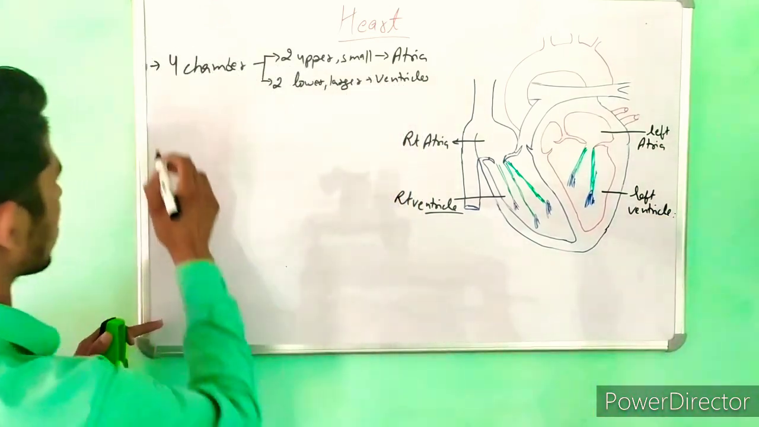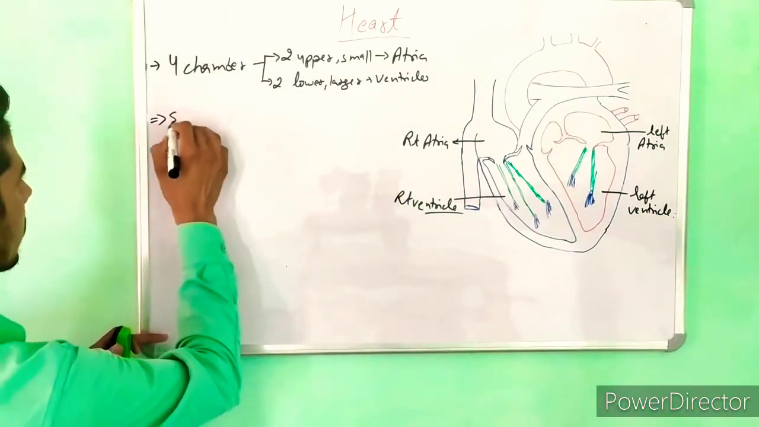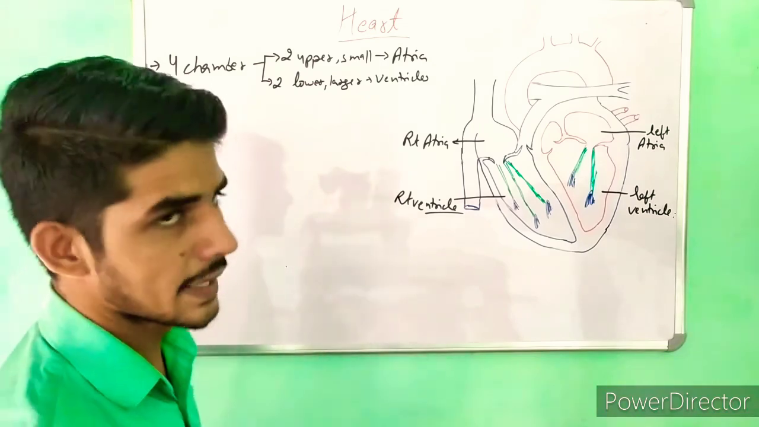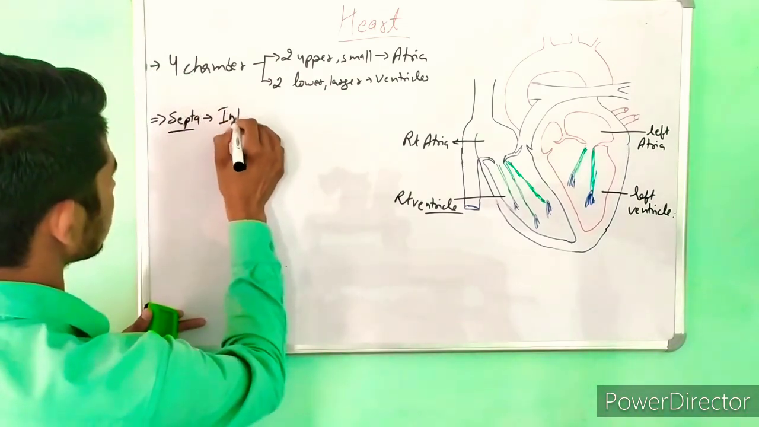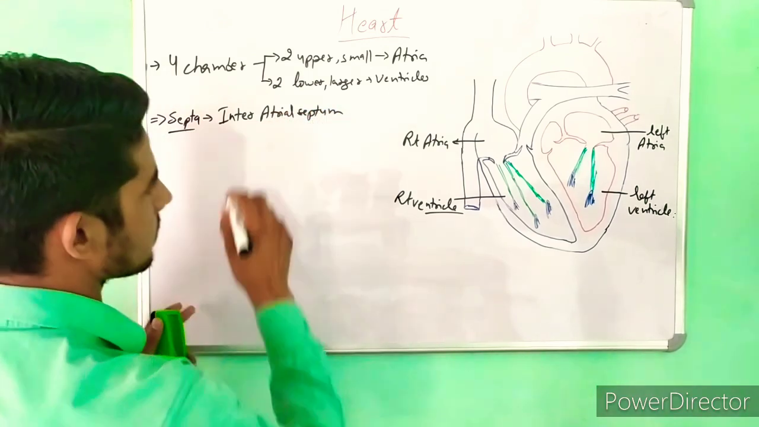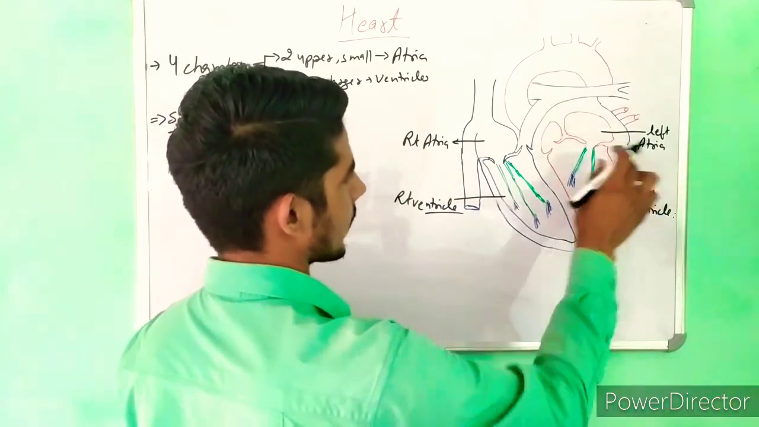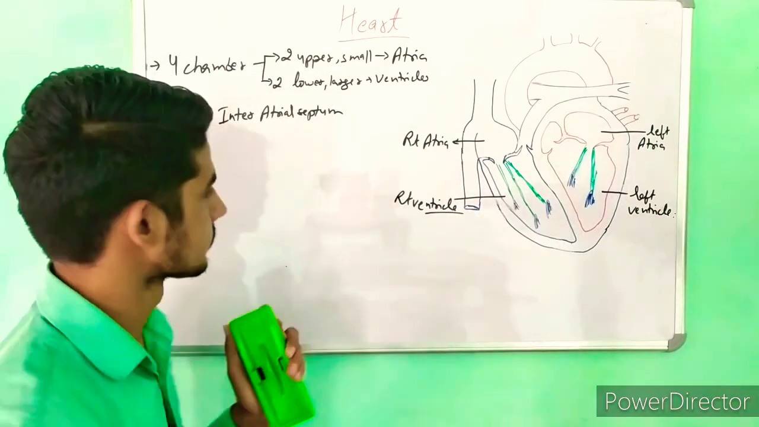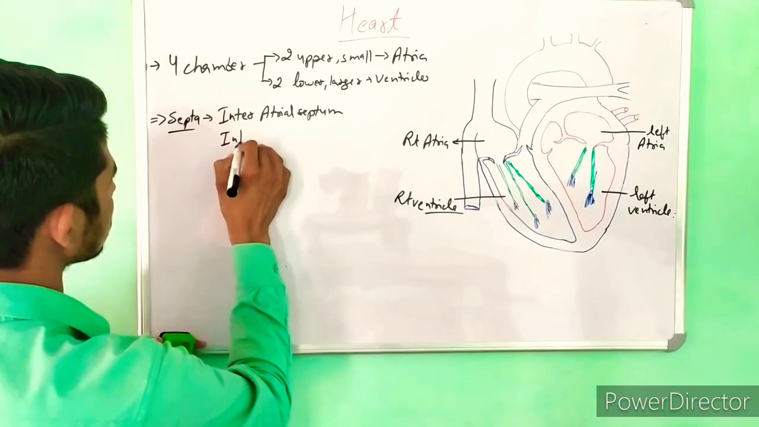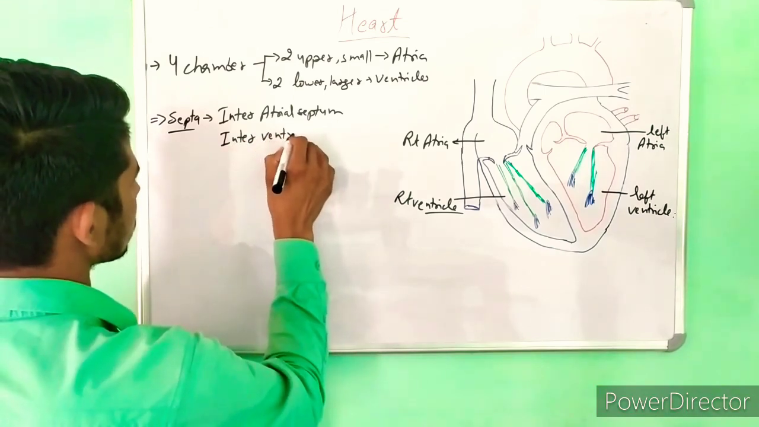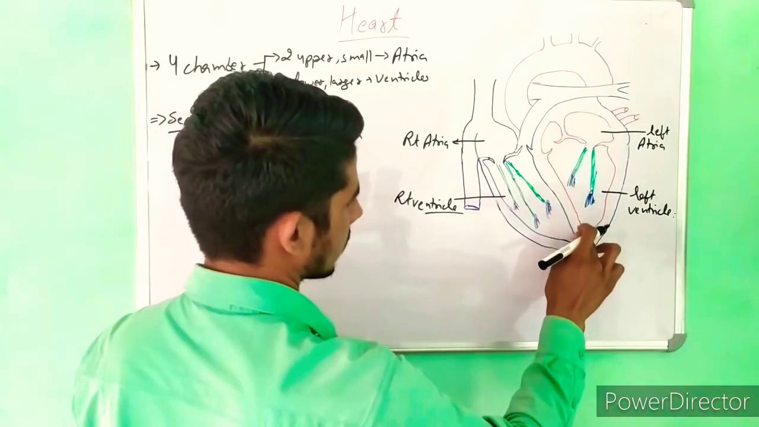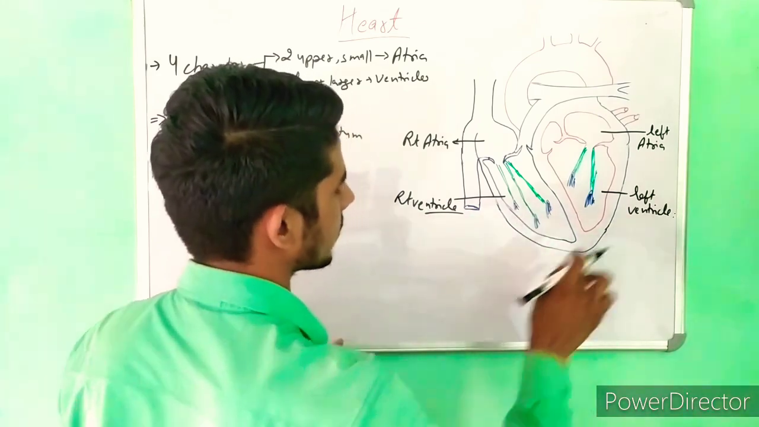And now let's discuss septums. Septums are the muscular walls. First is the interatrial septum, which is present in between the right and left atria, a muscular wall. And in between the right ventricle and left ventricle, there is the interventricular septum. So this is the interventricular septum, which separates the right and the left ventricle.